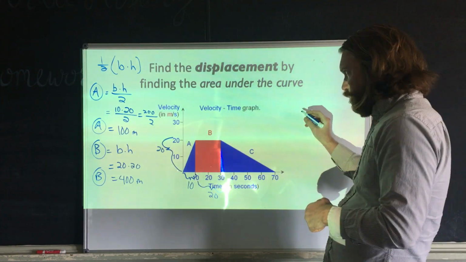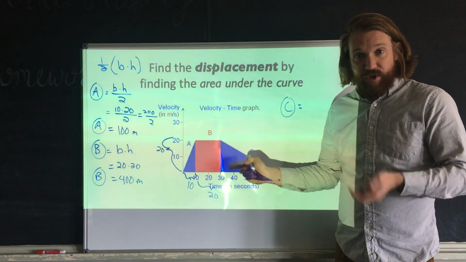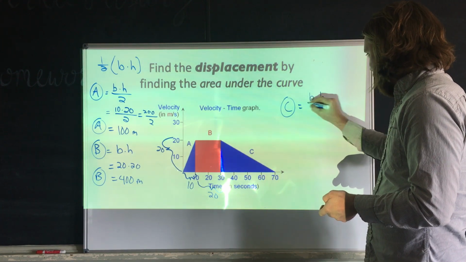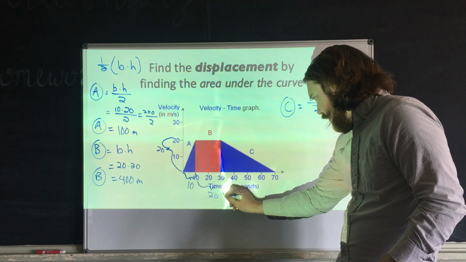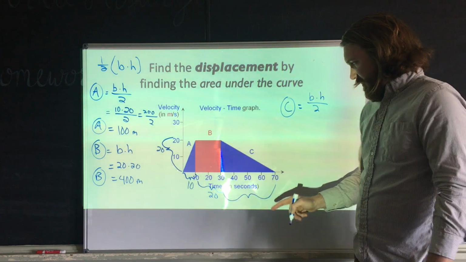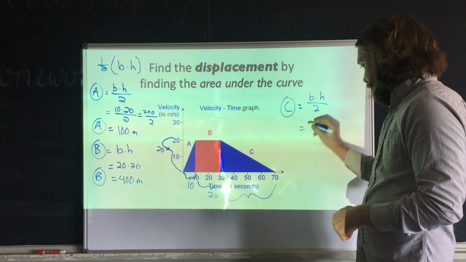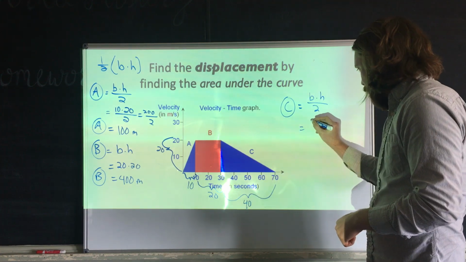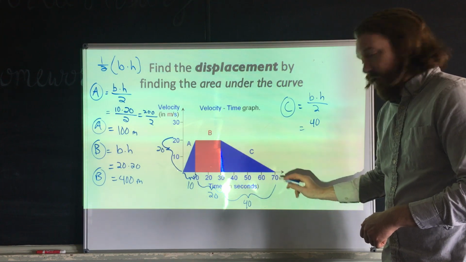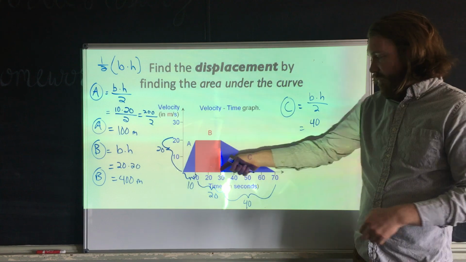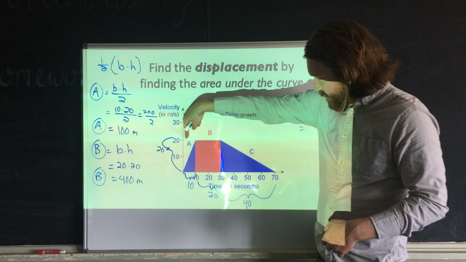Last but not least, C. C is obviously a triangle, so we're going to use base times height divided by 2. And we go from 30 all the way to 70. So 70 minus 30 is 40. That's our base. If you wanted to count that regularly, you would see 10, 20, 30, 40. But I like to do final minus initial. I think it's easier. Times our height. Here's our height. Boom, still 20.